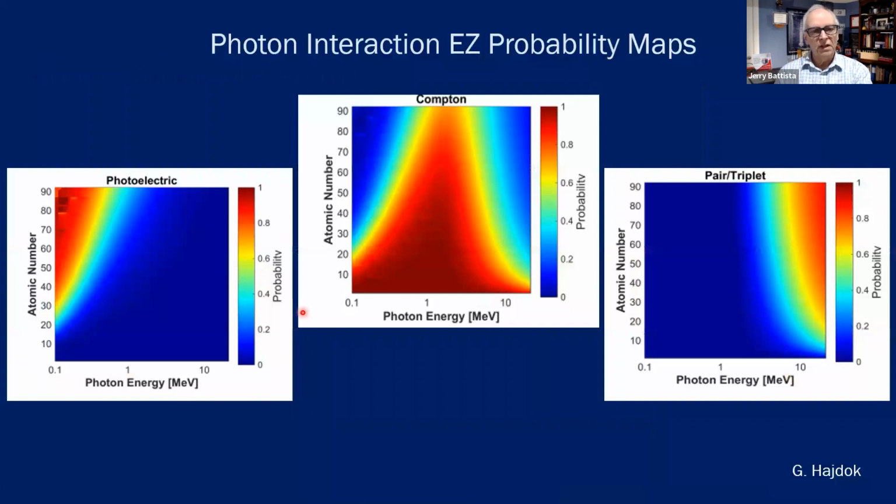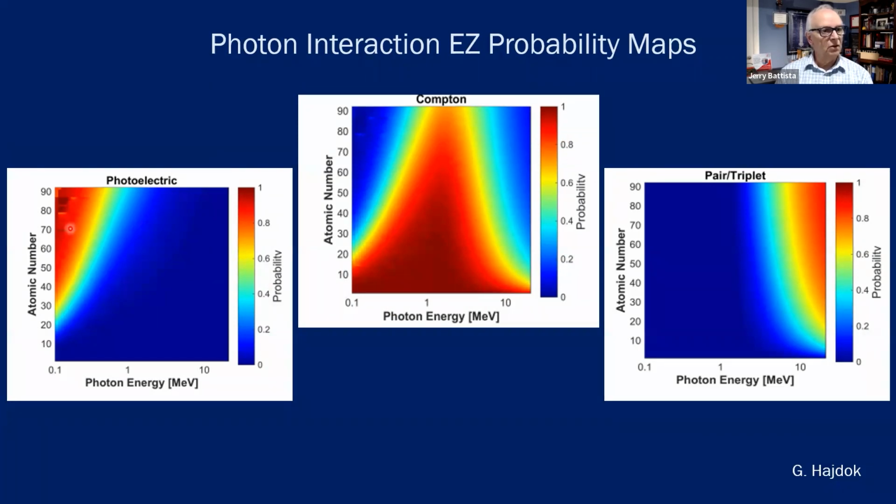Now, let's start with the cross sections. These are probability maps as a function of atomic number and energy. I want to focus on the Compton one especially. So you can see that for most tissues, let's say with atomic numbers less than 10, the probability of a Compton interaction is very high. Everything here is reddish color. 90 to 100% of the interactions in the body will be by the Compton method.